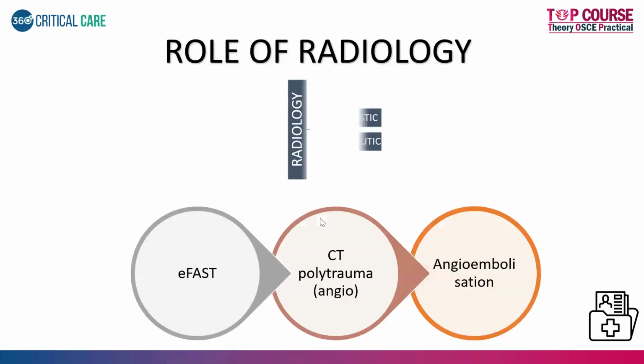Coming to the role of radiology in damage control resuscitation (DCR): it can be for a diagnostic purpose, for knowing where the bleed is. Sometimes you can use it as a therapeutic procedure, by doing interventional procedures like angioembolization. How do we go about it? First, you do an E-FAST, looking for any free fluid in the cavities. Do a CT polytrauma with an angiogram. If you feel it is amenable to angioembolization, you can consider it, depending on the availability of your IR specialist.